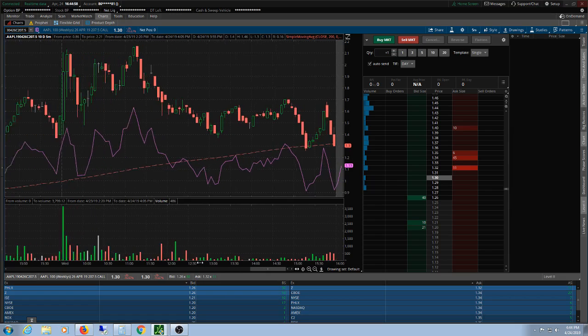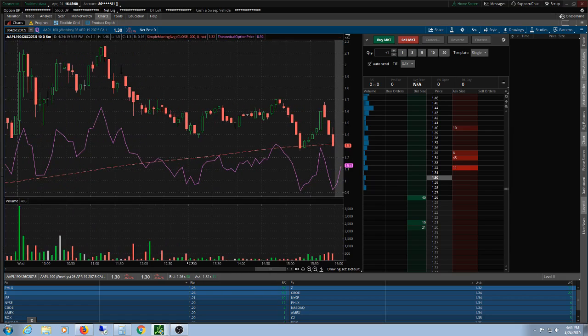11:02. Where are we at here? 11:02 would have been right about the open of this candle. So I would have got in roughly at $2, and it made it up to 2.16. That's 7 or 8% probably. So that would have been a decent move.